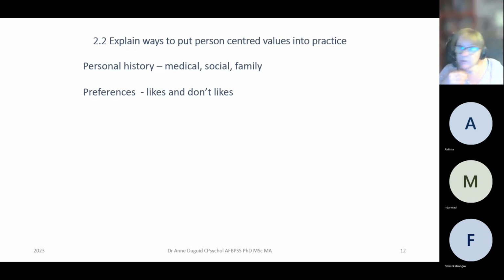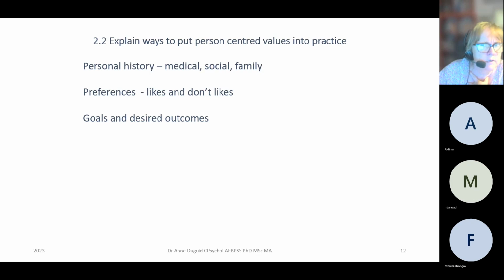Because if you have a client who comes in who is essentially needle phobic and you don't know this, and then they start screaming because you have to give them an injection, then it's probably quite nice to know that before you bring out the needle, because maybe there's some other way that you can give the medication without it being in that form. So preferences, likes and don't likes, we want to know that.